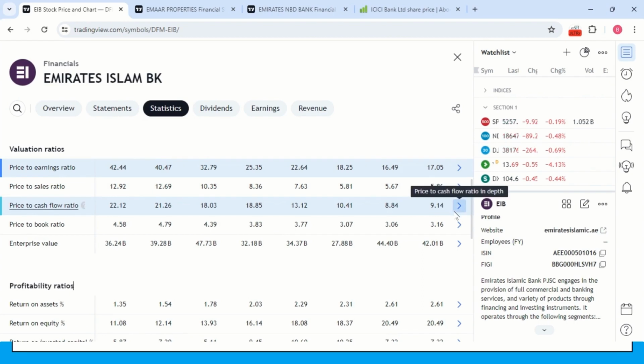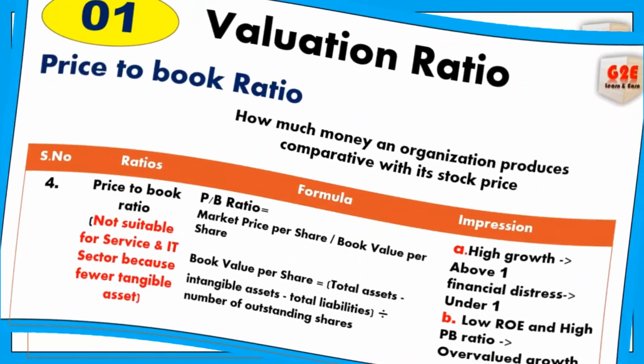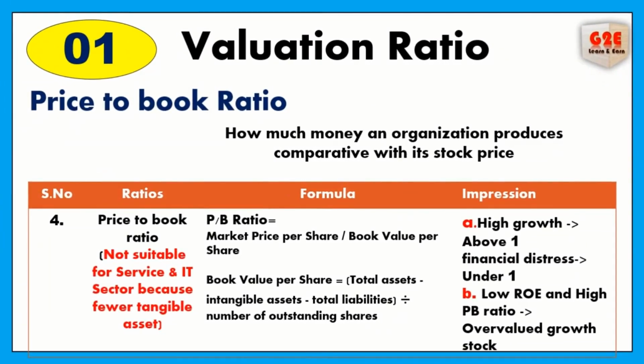So now we compared the Indian market as well as the UAE market with the help of the price to cash flow ratio. Next we can move on to the price to book ratio. Price to book ratio shows how much money an organization produces compared with its stock price. Same thing only. So how much money they are producing with the help of stock price. This is the formula.